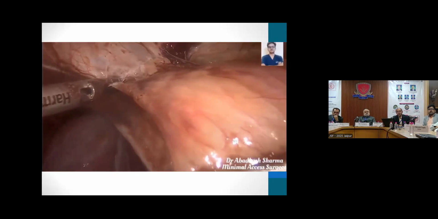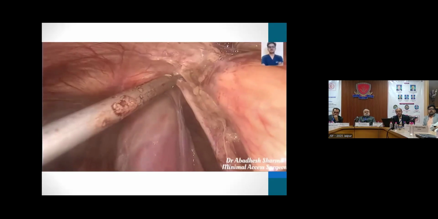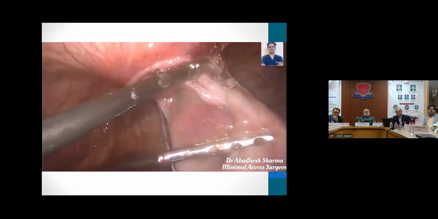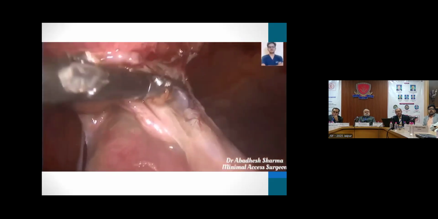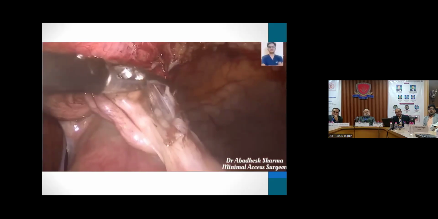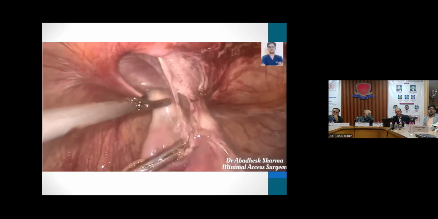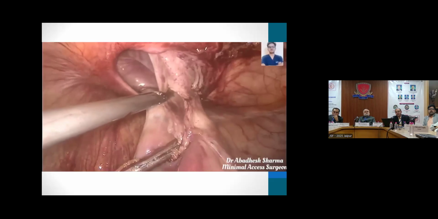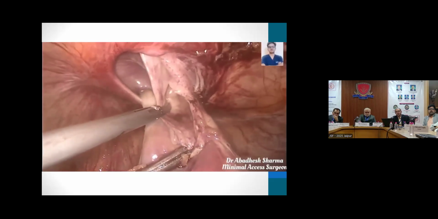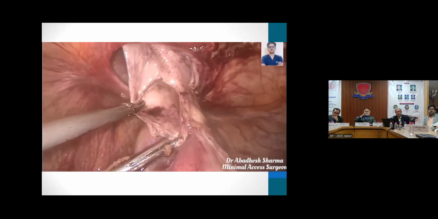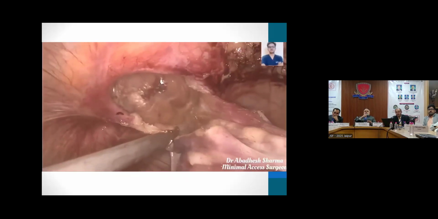So first we are going to reduce the contents of the hernia. All the contents have to be brought down, and it has to be done very gradually, very slowly, so that you don't injure the contents. If the content is an intestine, we have to take extra precautions so that there is no enterotomy, there is no injury. If there is an enterotomy, then it is very difficult to place a mesh.